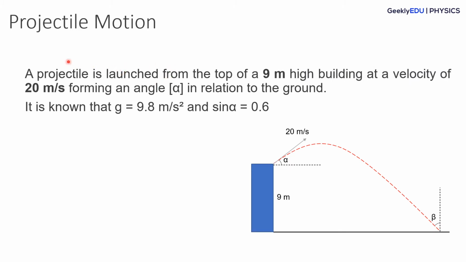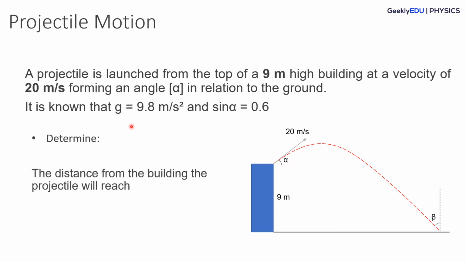In this case here, a projectile is launched from the top of a 9-meter high building at a velocity of 20 meters per second, forming an angle alpha in relation to the ground. It is known that the acceleration of gravity is 9.8 meters per second squared, and the sine of this angle is 0.6. So let's determine the distance from the building the projectile will reach. We want to know this distance here in the x direction.